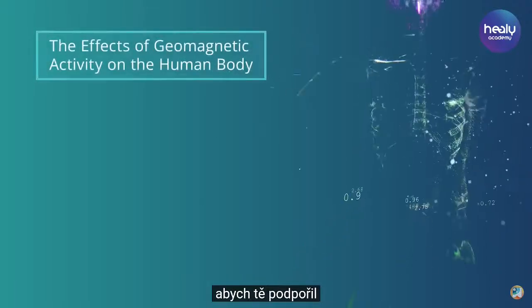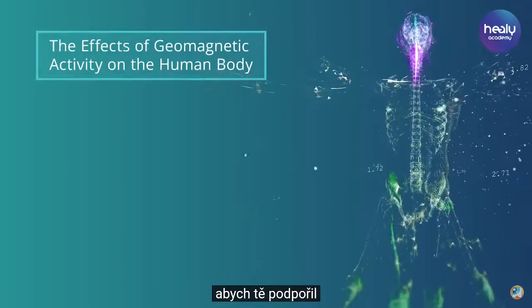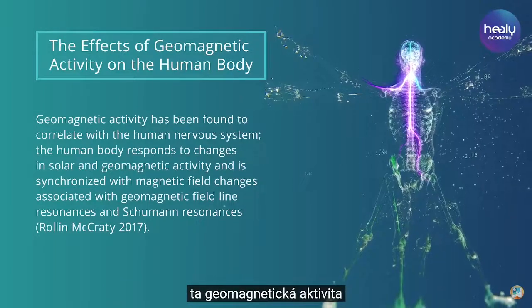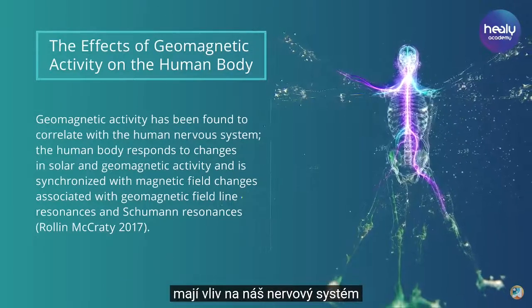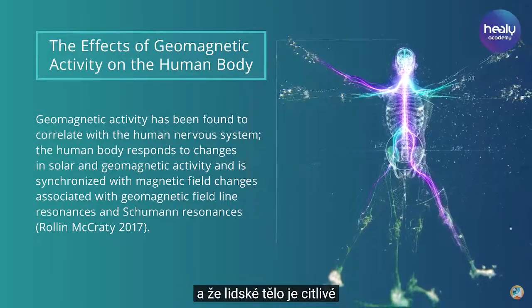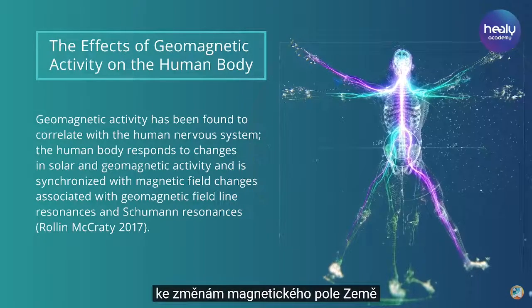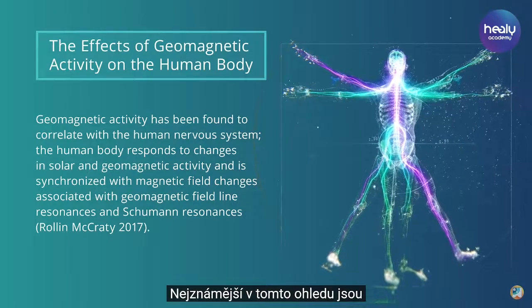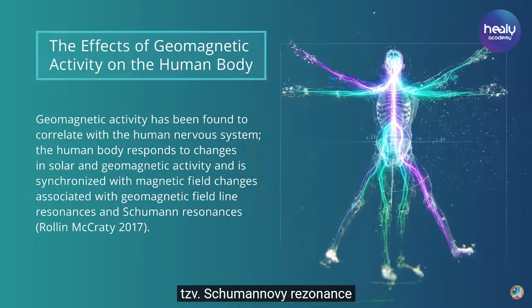Effects of geomagnetic activity on the human body. It has also been proven that geomagnetic activities have an influence on our nervous system and that the human body can react sensitively to changes in the Earth's magnetic field or to solar activities. The best known in this context are the so-called Schumann resonances and the geomagnetic field lines.